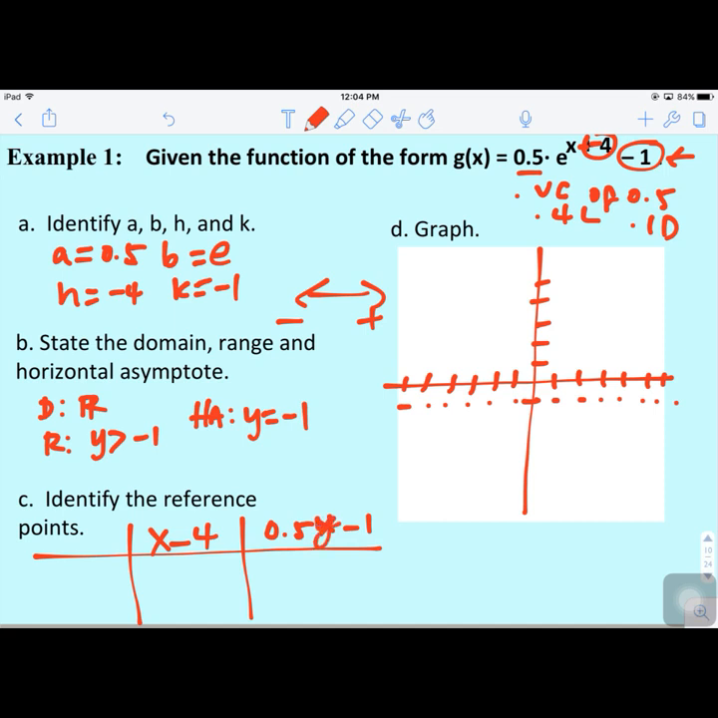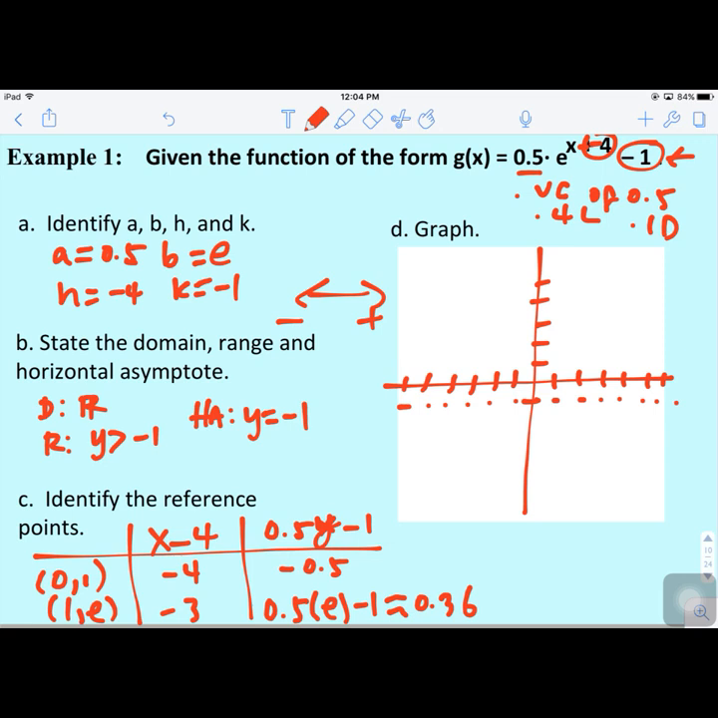And we're going to enter our two reference points, (0, 1) and (1, e), into the equation. And let's go ahead and find the values. 0 minus 4 is -4, and 1 minus 4 is -3. And then the y value is going to give us 0.5. And we need to substitute 0.5 times e minus 1. And that should give you a value of approximately 0.36.